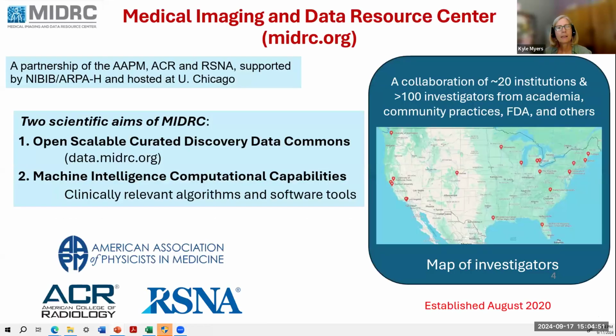So let's get started. MIDRC as an imaging and data resource center was established in August of 2020. It's a partnership between the three important professional societies in the medical imaging domain: the American Association of Physicists in Medicine, the American College of Radiology, and the Radiological Society of North America. MIDRC has support from NIBIB and ARPA-H and is hosted at the University of Chicago. We are now a collaboration of about 20 institutions and more than 100 investigators from academia, community practices, FDA, and others. And you can see on this map that it's quite diverse in terms of the institutions that are involved.